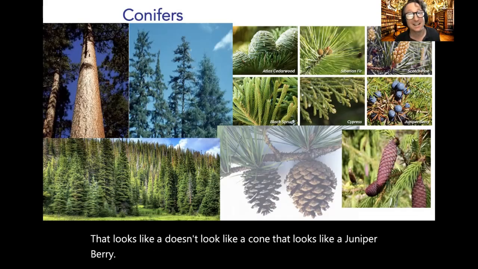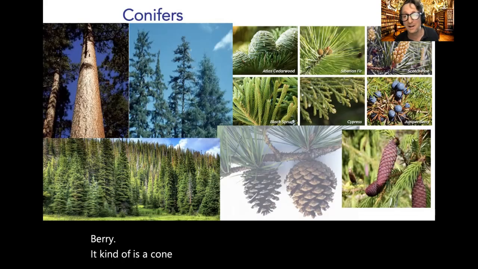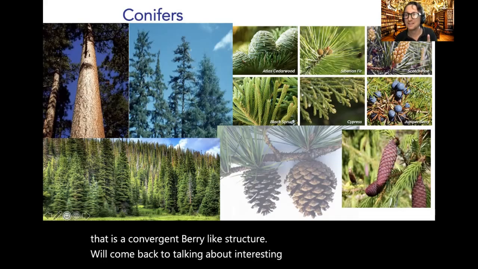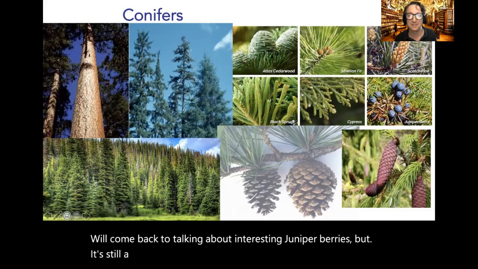Actually, it kind of is a cone-like structure, and it's not a true berry. In fact, that is a convergent berry-like structure. We'll come back to talking about interesting juniper berries, but it's still a gymnosperm, one integument.